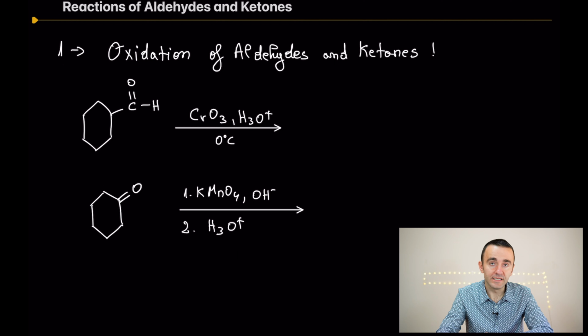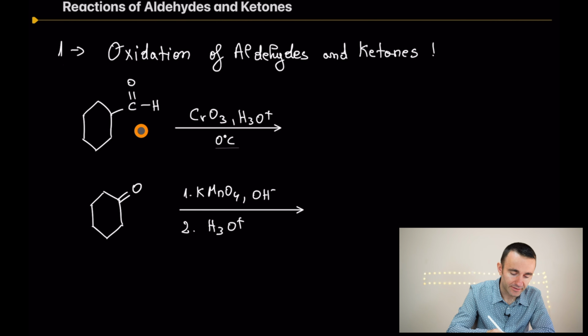Let's dive in now to the reactions of aldehydes and ketones, that are a lot. Let's start with the first one, oxidation of aldehydes and ketones. If you use chromium trioxide in acidic medium at 0 degrees Celsius, you can oxidize aldehydes. So you're going to get carboxylic acids.